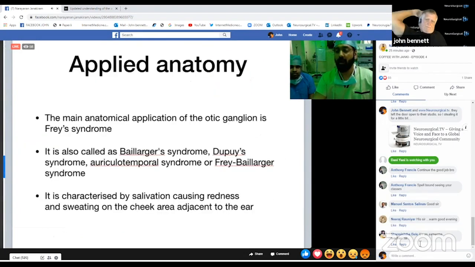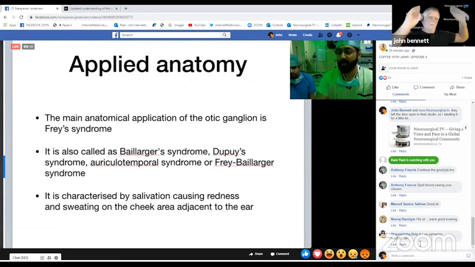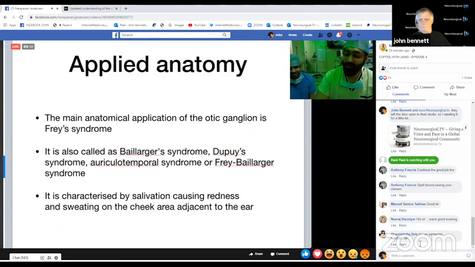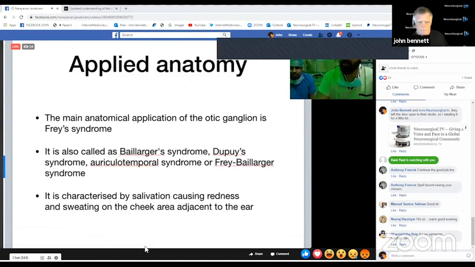From the applied anatomy, the main anatomical application of the otic ganglion is Frey syndrome. So Frey syndrome can be asked as a short note, giving the name Frey syndrome. So you can actually get a googly by this question, like bilateral syndrome. Then you might be thinking, what is this? I've never heard this term, like bilateral syndrome. That is why we're doing it.